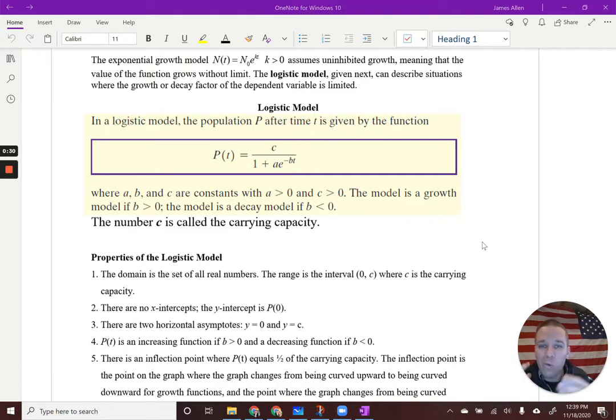So if we look at our logistic model here, P of t is equal to C over 1 plus A times e raised to the negative, or the opposite, of B times t. So we still have e to a power with our time there. Some similarities in the formula, but we have A, B, and C are all constants. They're all numbers, okay? A is greater than 0 and C is greater than 0. And then if it's growth, B is greater than 0, and if it's decay, then B is less than 0. And that makes sense, right? We've dealt with that before.